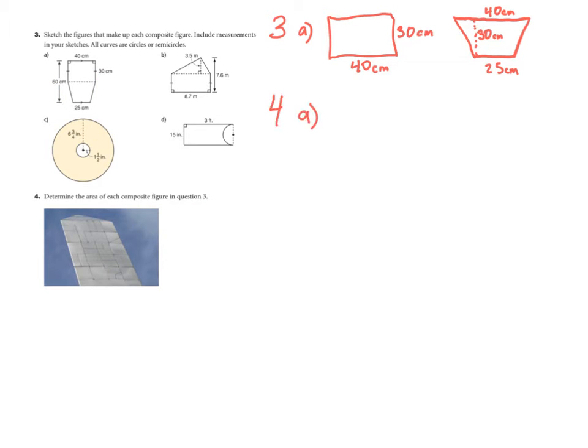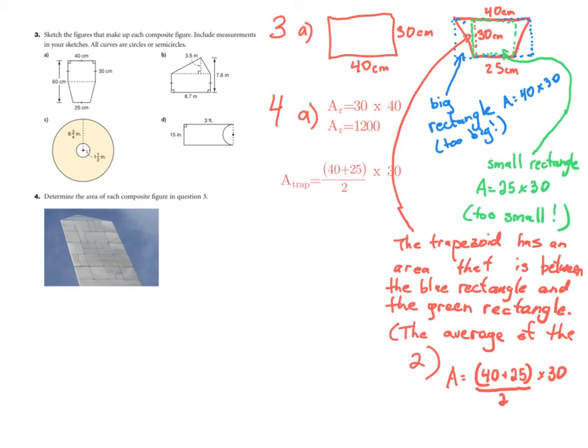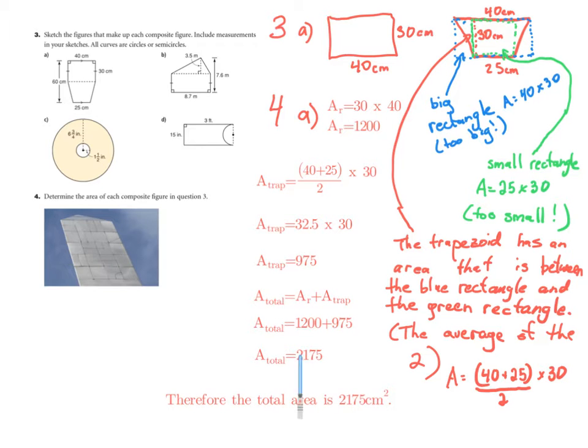Alright, for question 4a, we just have to determine the area of each composite figure, so determine the area of this. Well, looks like the area of the rectangle is base times height, 40 times 30, and that is 1200. And the area of the trapezoid is the average of the bases times the height. So the average of 40 and 25 is, let's see, 32.5. So the area of this one is 32.5 times 30. That's 975. 1200 plus 975 is 2175.